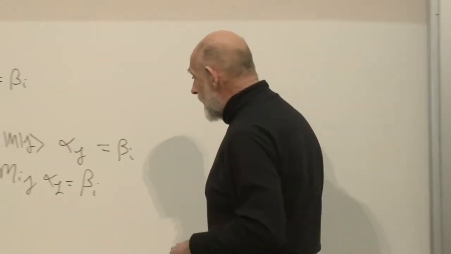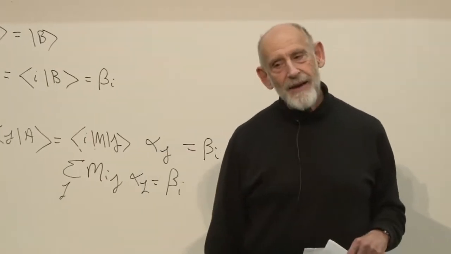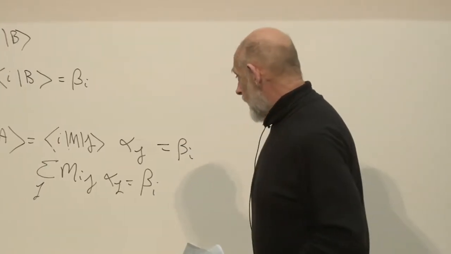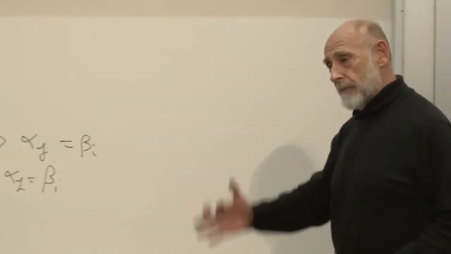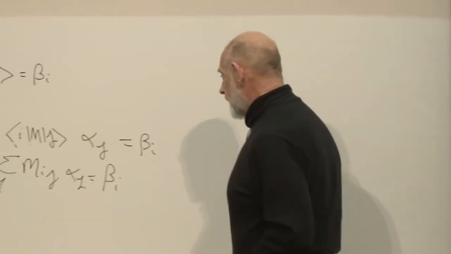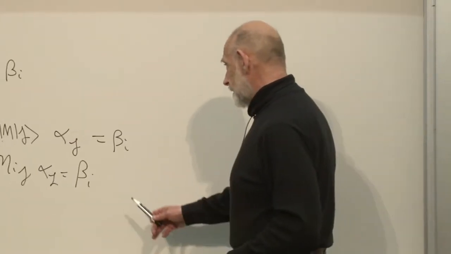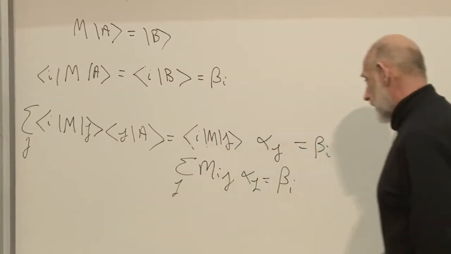Mij is a matrix. It has two indices. It's a square matrix. If the dimensionality of the space is n, then M is an n by n matrix, a square matrix. Alpha can be regarded as a column, and the output is also a column. It's a column because A was a ket vector and B was a ket vector.